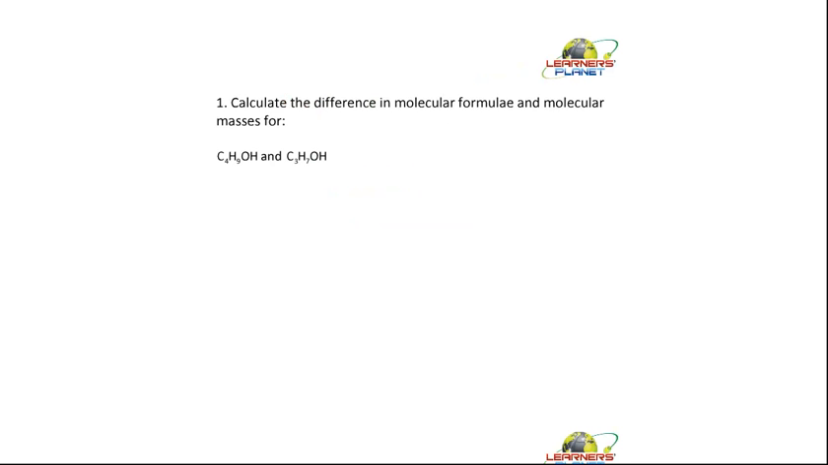Our first question here is: calculate the difference in the molecular formulae and the molecular masses for these molecules. Now here students, we have got two molecules. One is C4H9OH and another one is C3H7OH. From both of these we can say that these molecules belong to the similar homologous series. Why? Because they both have got what group? Hydroxyl group.